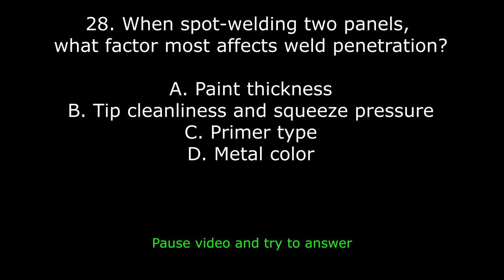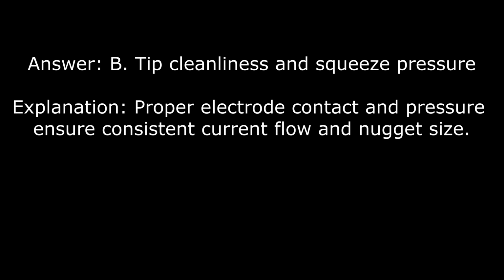28. When spot welding two panels, what factor most affects weld penetration? A. Paint thickness. B. Tip cleanliness and squeeze pressure. C. Primer type. D. Metal color. Answer: B. Tip cleanliness and squeeze pressure. Explanation: proper electrode contact and pressure ensure consistent current flow and nugget size.